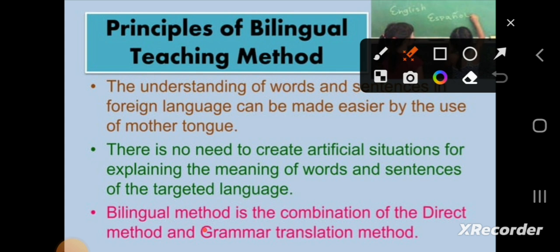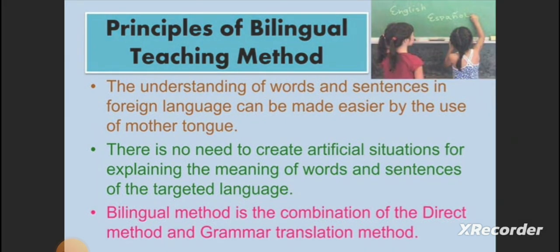Next, bilingual method is a combination of the direct method and grammar translation method. Combination of approaches. The bilingual method merges the direct method's focus on practical language use and immersion with the grammar translation method's emphasis on grammar and translation. It aims to balance practical communication skills with a clear understanding of grammatical rules, providing a more comprehensive approach to language learning.